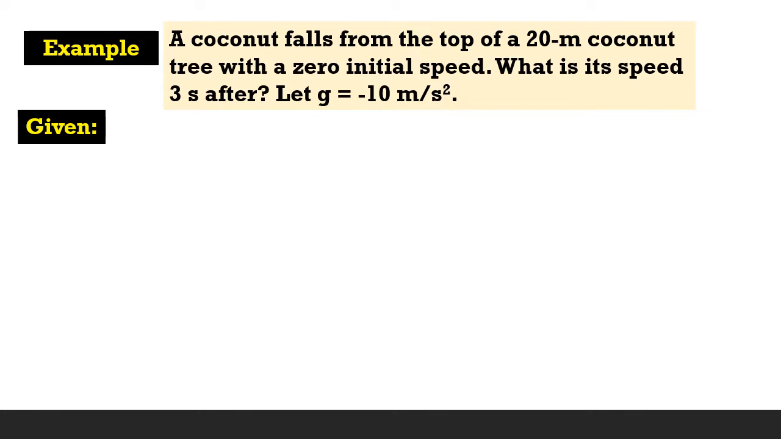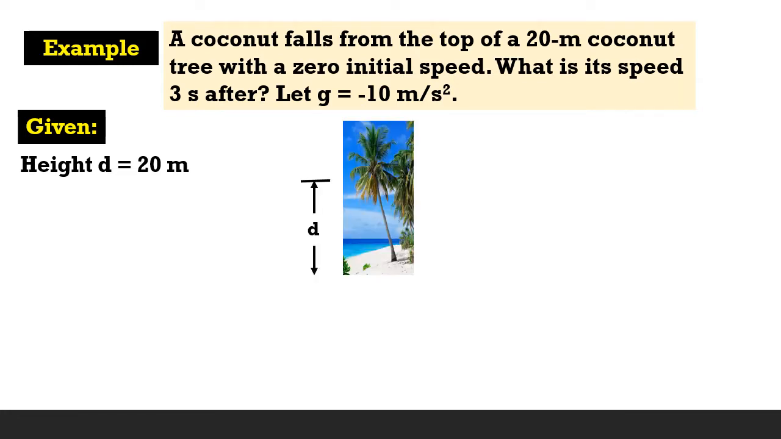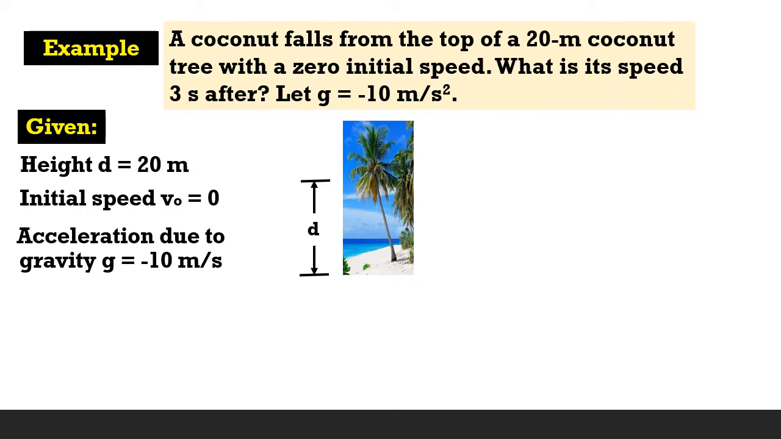So here are the data given in the problem. The height d, which is 20 meters. The initial speed v naught, which is 0. The acceleration due to gravity g equals negative 10 meters per second squared. And the time t of 3 seconds. We are asked to find the final speed v after falling for 3 seconds. Okay?